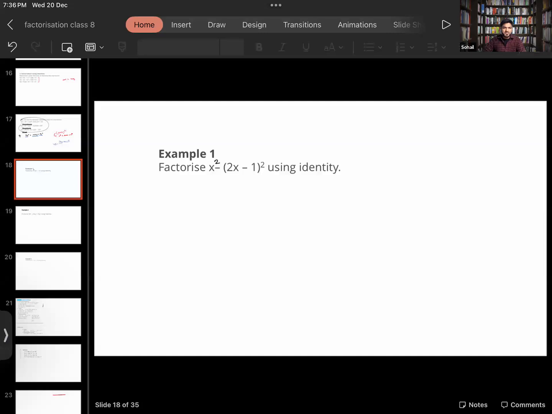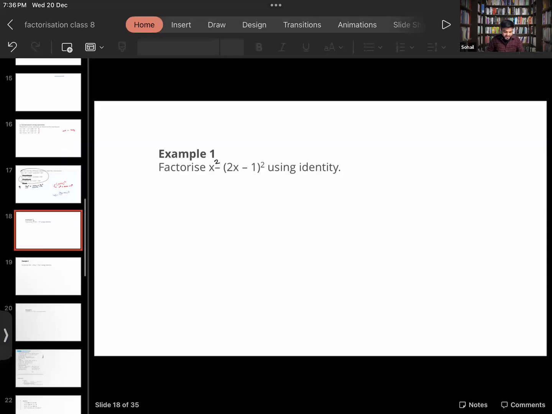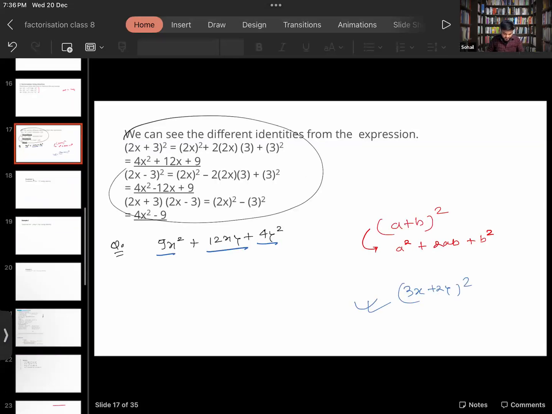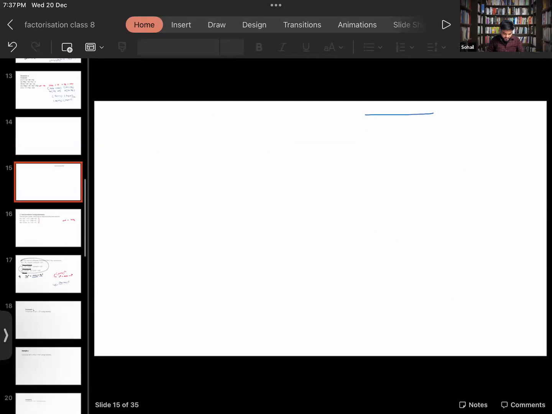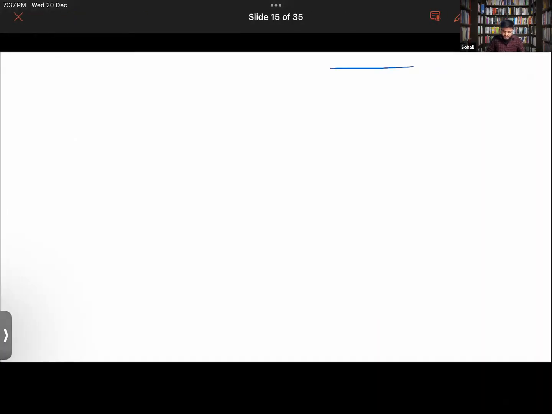But sir, we do not have to memorize so many. Anyways, have a look at this question. Before I move on to the question, first let me re-revise the identities. You namely have 4 types of identities.